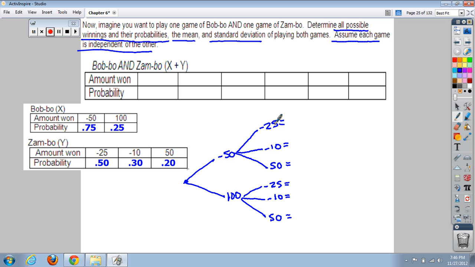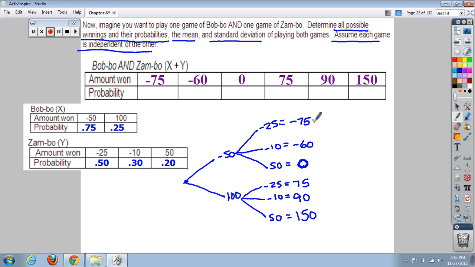So I lost 50 bucks, I lost 25 bucks, that means overall I'm in the hole 75 bucks. I lost 50 and I lost 10, so I've lost 60. I've lost 50 and I gained 50, so I'm even. Now down here for the bottom branches, I'm up 100 and then down 25, so I'm up 75 altogether. I was up 100 and I lost 10 bucks, so overall I'm up 90. I'm up 100 and then up 50. I'm up 150. So all of these are different, so I could lose 75, lose 60, come out even, make $75, make $90, or make $150.